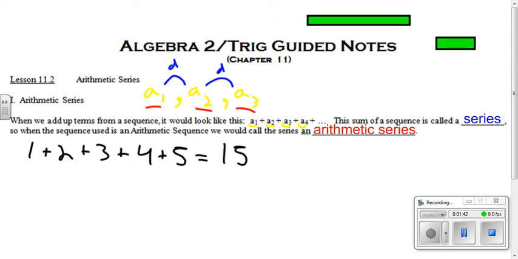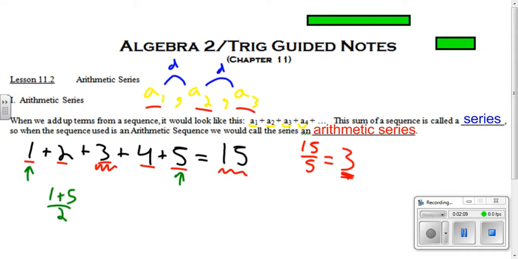Now one neat trick we want to notice here is there's 5 numbers here. And if we take our total that we got, 15, and divide it by 5, it'll be 3. 3 is the middle number here. It is also, if we take our first number and our last number, 1 and 5, and we find the average, 1 plus 5 over 2, that's how you find an average, that would be 6 over 2, which is 3. So it's our middle number, or our average, multiplied by however many numbers there are.